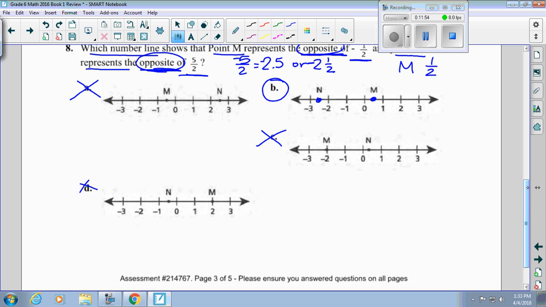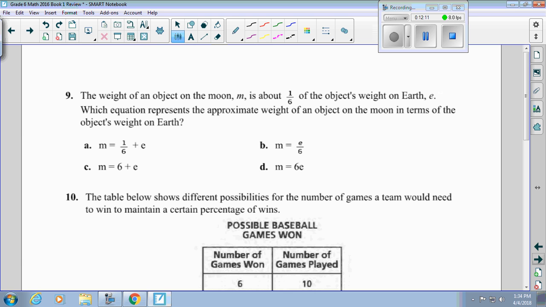All positive numbers have an opposite negative number that's the same distance from 0, just going in the opposite direction, and vice versa. So if you have any questions on that, please don't hesitate to ask the substitute. Thank you. All right, we are moving on to the next one.